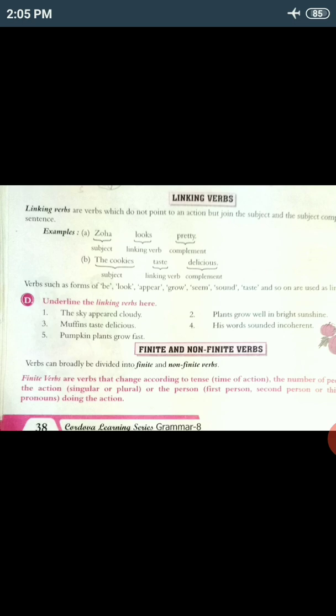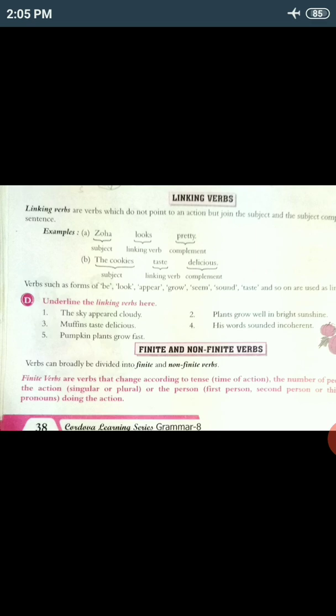So verbs such as forms of be, as you all know, we have been discussing it in your previous classes also: is, are, am, was, were, has, have, they are all forms of be. Look, appear, grow, seem, sound, and so on are used as linking verbs.